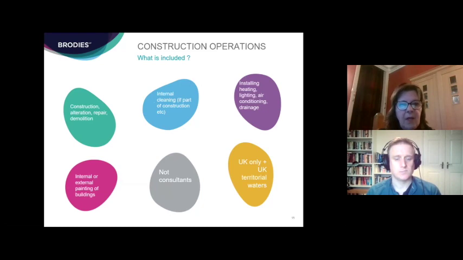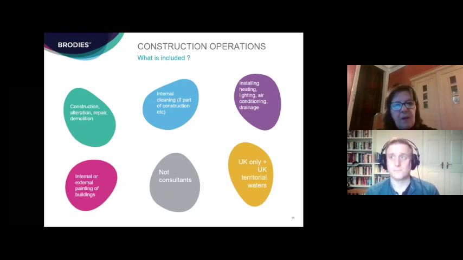And on the next slide, we'll see a sort of illustration of the various things that are covered, but some of this can be quite complicated as to whether you're in and out of the CIS. And both for the CIS and for the reverse charge, this will be an important thing to ascertain: whether what you're supplying or paying for is actually within the CIS. So construction, alteration, repair, demolition, internal or external painting of buildings, cleaning if it's part of the construction, installing heating, lighting, air conditioning, and so on.